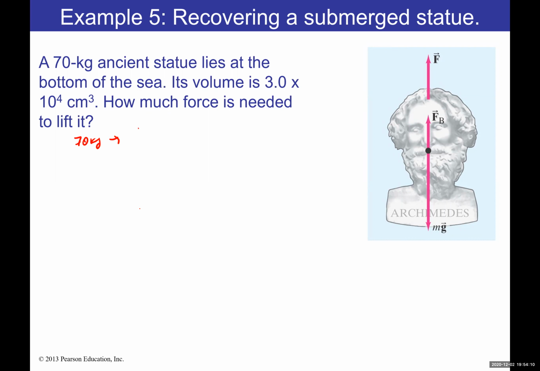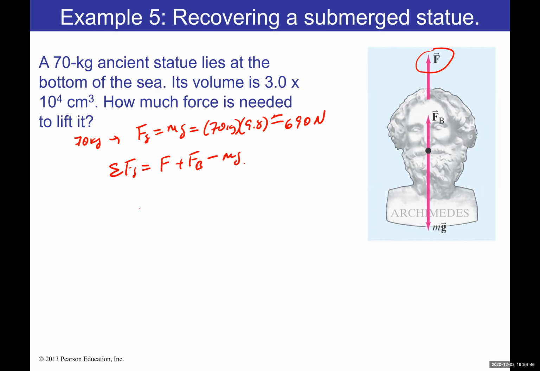That means we can calculate the gravitational force, which is mg. So we can calculate this to be 70 kilograms times 9.8, and this equals 690 newtons. Okay, then as you can see, this is like a free body diagram. The idea is that the amount of force needed to lift is equal to the difference. The net force in the y direction equals F plus F_B, which is the buoyant force, minus mg. That means this amount of force is equal to the difference between mg and the buoyant force. Okay.